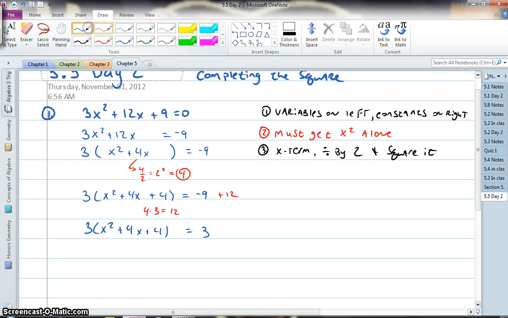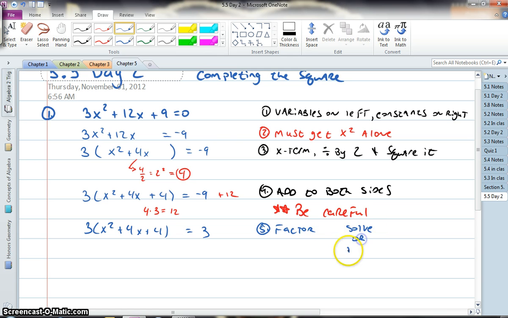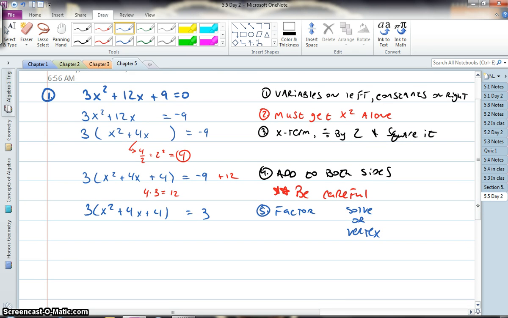Now step 4 was add to both sides. But we're going to add a little note here to be careful. Don't make that mistake. Now, from here, we factor and either solve or vertex form. And as we're going through this, I'll show you where to stop for both.